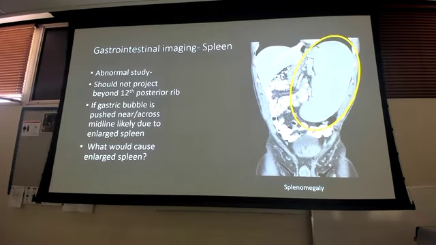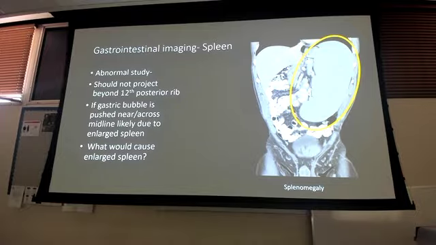Spleen should not project past the 12th rib. If the spleen projects past the 12th rib, it is splenomegaly. What would cause it? Top of your differential, probably mono, right? There could be other things. Probably mono, right? Past the 12th rib, splenomegaly.